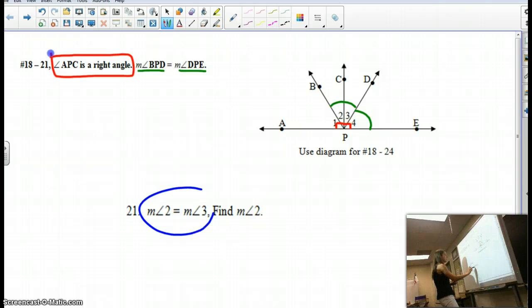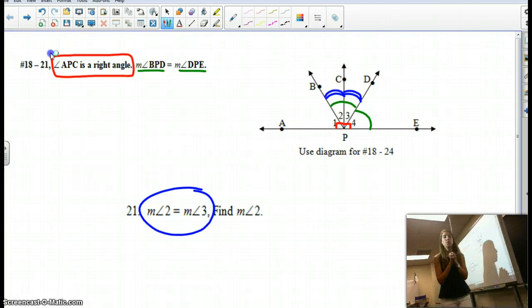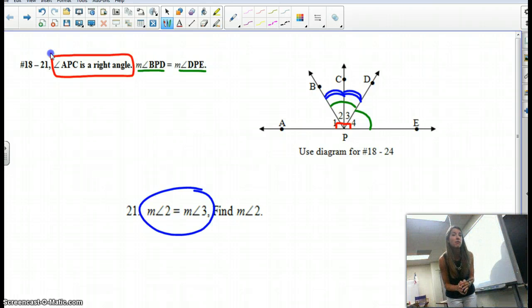Angle 2 equals angle 3. It's congruent to angle 3. So I'm going to put a double arc and a double arc. So now we've got lots of information. It's very abstract because we don't have any numbers yet. So since we don't have numbers, our favorite thing to do when we don't have numbers is to use letters.